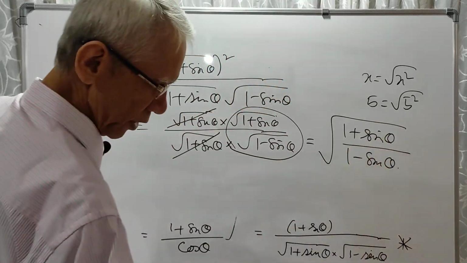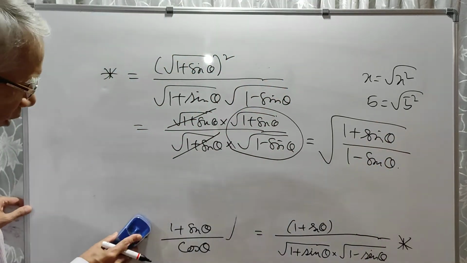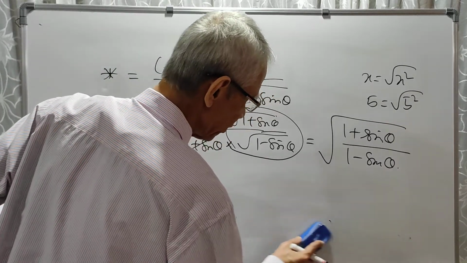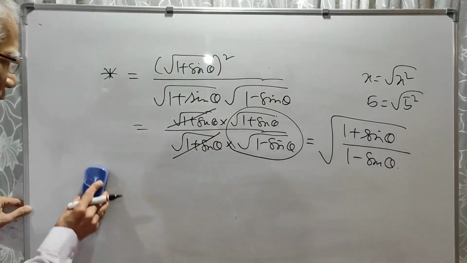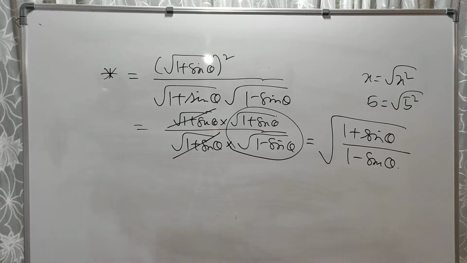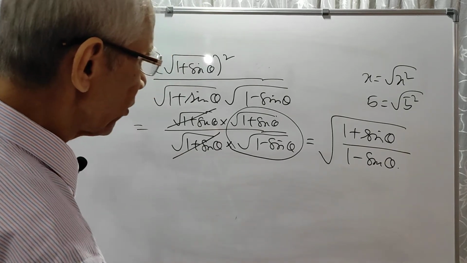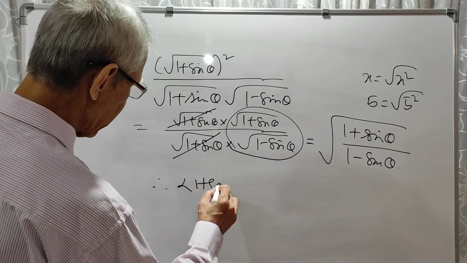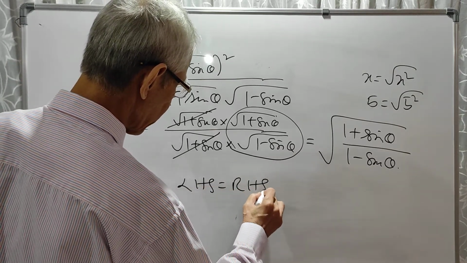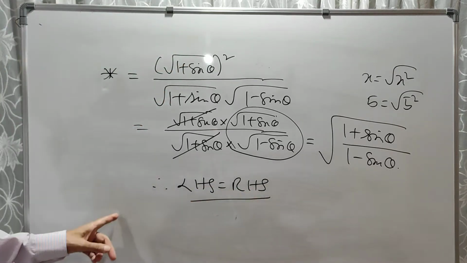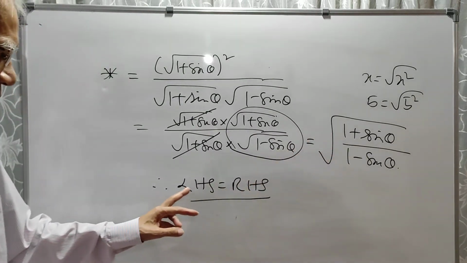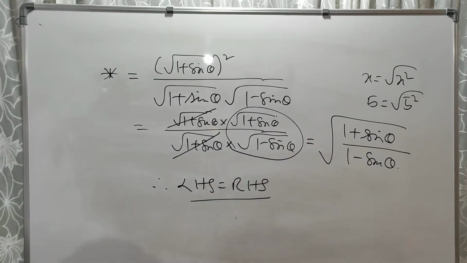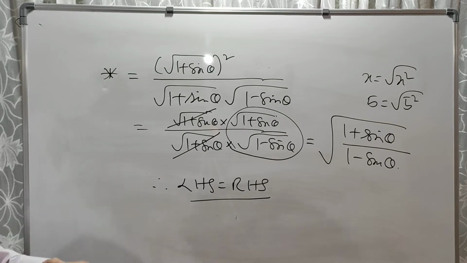So this was the left hand side. So proceeding from right hand side, we obtain the left hand side. So what was the left hand side? Root over 1 plus sine theta by root over 1 minus sine theta. So therefore finally what we get? Left hand side equal to right hand side. So proceeding from right hand side, we obtain the left hand side. So therefore left hand side equal to right hand side, and proved. Okay, so this is the way.